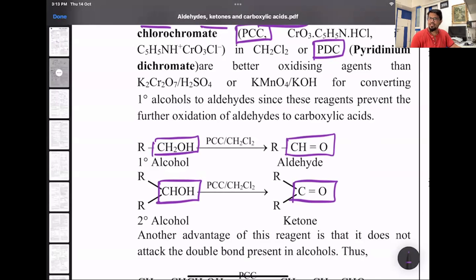If you use KMnO4 or something, then that's what it says. 1 degree alcohol to aldehydes, since these reagents prevent the further oxidation of aldehydes to acid. So if you are using acidified dichromate or KMnO4, then they can't stop. But PCC, PDC or Collins reagent will stop the reaction. So on the arrow, please check that. PCC, PDC means primary alcohol to aldehyde, secondary alcohol to ketone.